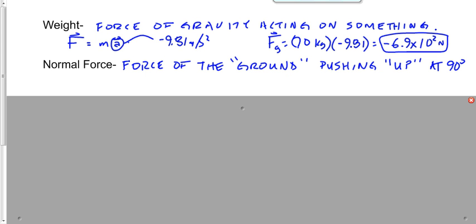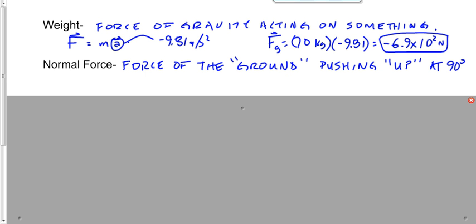The reason I put the ground in quotation marks is because it's not always the ground pushing up on an object at 90 degrees. Right now you're sitting in your seat. The normal force provided to you is actually being provided by the chair, right? So in that case, it would be the force of the chair pushing up. Now, the normal force on the desk would be the ground pushing upwards, right? In your car, it's your car seat pushing upwards at 90 degrees. If you're on a roller coaster, it's the seat on the roller coaster pushing up at 90 degrees, right?